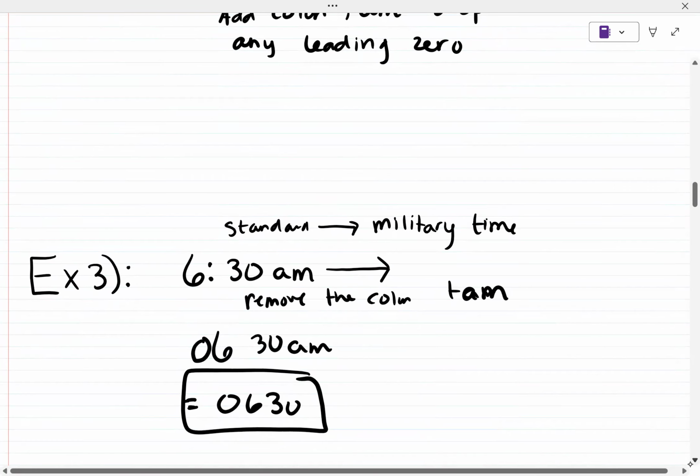Okay, example three. We have 6:30 a.m. And so we have a standard time now. We have to convert to military time, so it's going to be the other rules. 6:30 a.m. is technically between 1 a.m. to 11:59, right? So according to the rule, you must remove the colon and add an AM.